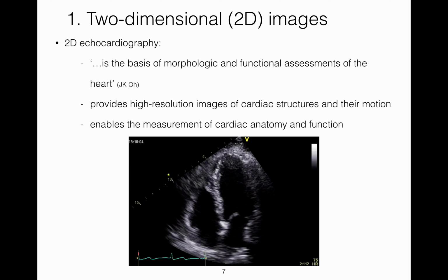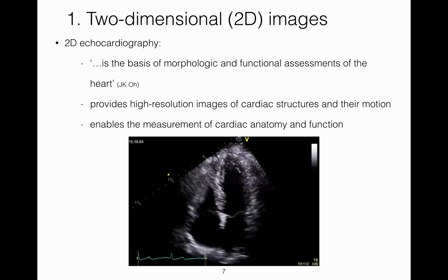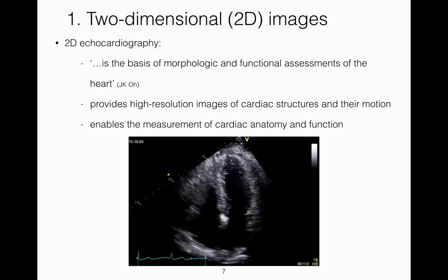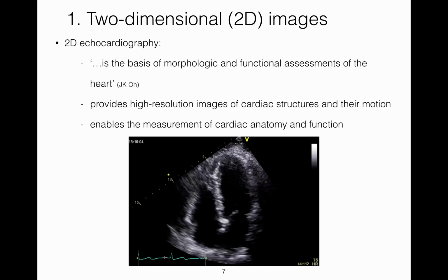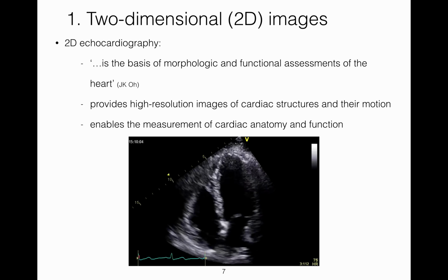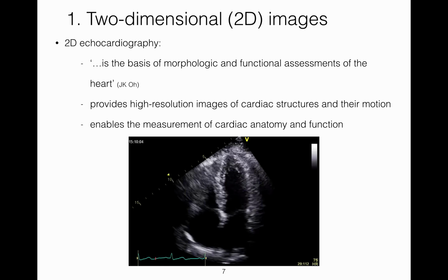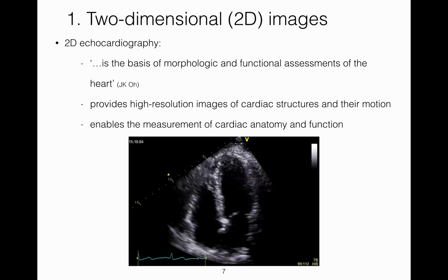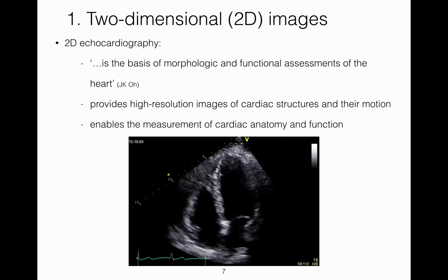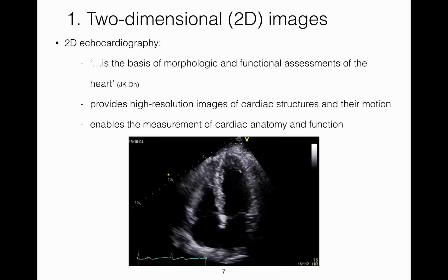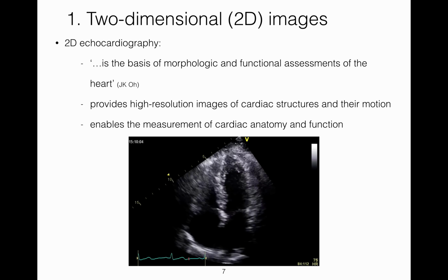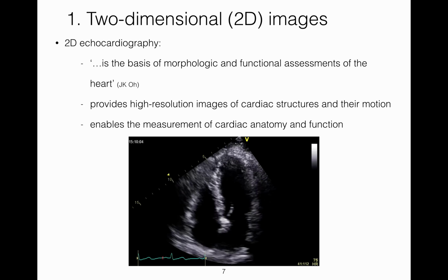Two-dimensional measurements. 2D echocardiography is the basis of morphologic and functional assessments of the heart. 2D images provide high-resolution images of cardiac structure and their motion, and enable the measurement of cardiac anatomy and function. The foundational aspects of developing strong skills in 2D imaging, which are an essential part of this unit, were introduced in preceding lectures and will be extended in this lecture.